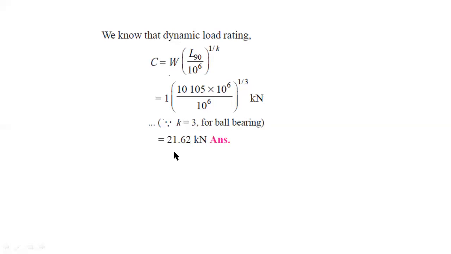Now the final answer for the equivalent dynamic load rating, capital C, equals 21.62 kilonewtons. Here the equivalent dynamic load W is in kilonewtons, that's why the answer is also in kilonewtons. Here the life of bearing is in revolutions, and 10 power 6 is also in revolutions, so numerator and denominator are the same and cancel. So only the equivalent dynamic load value is in kilonewtons, so the answer is also in kilonewtons. So this is the final answer for this problem.